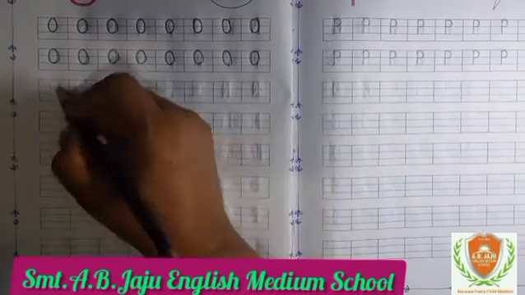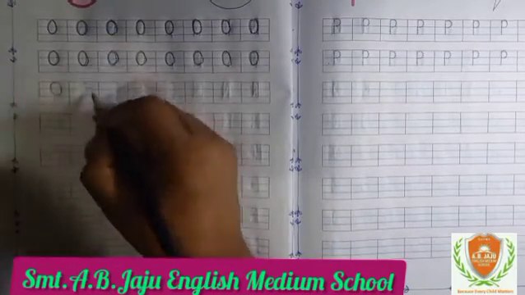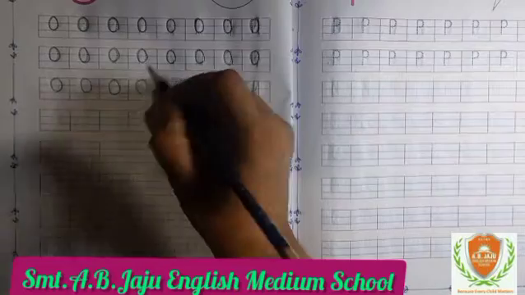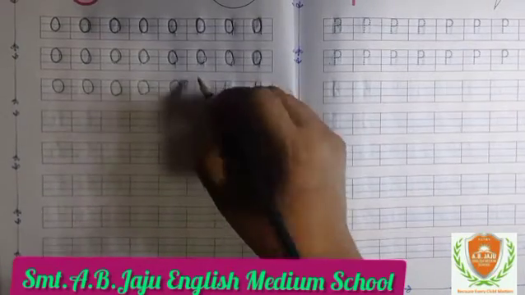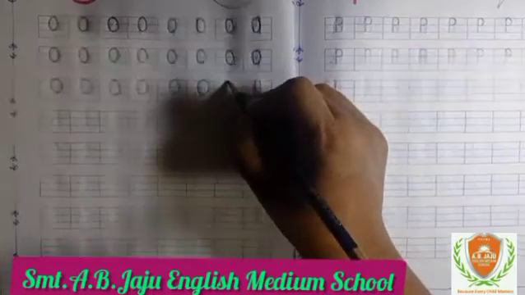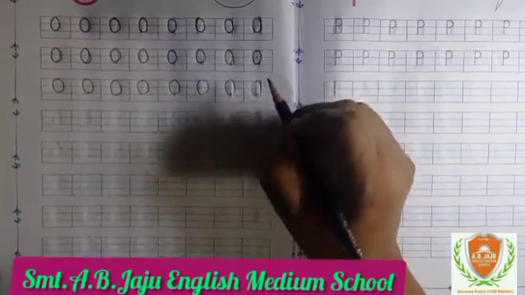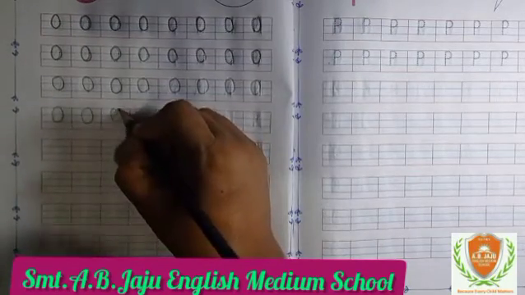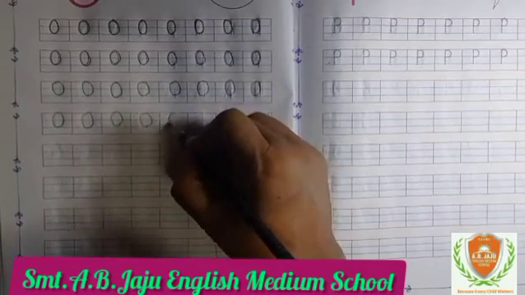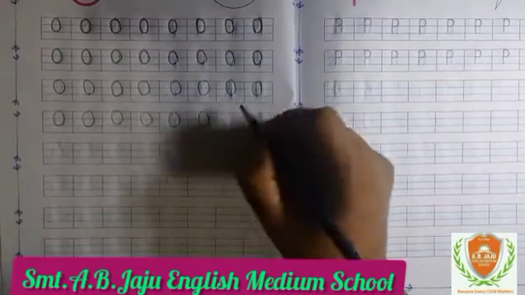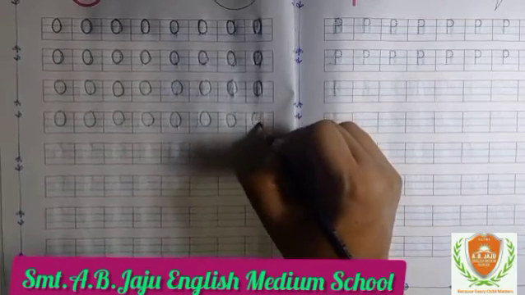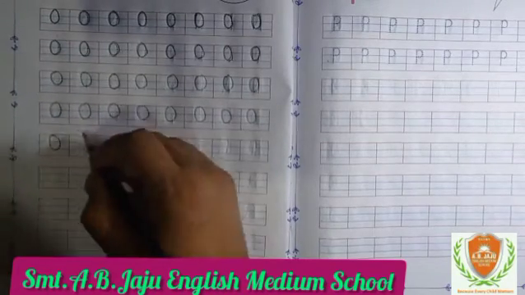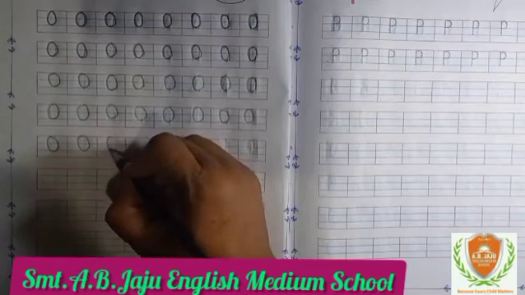Now without tracing, write capital O in 3 lines like this. Capital O. O, O, orange. O, O, octopus. O, O, ocean. O, O, owl. O, O, ostrich. This is capital O. Write capital O in 3 lines. O, O, orange. O, O, owl. This is capital O. Like this you have to write capital O.